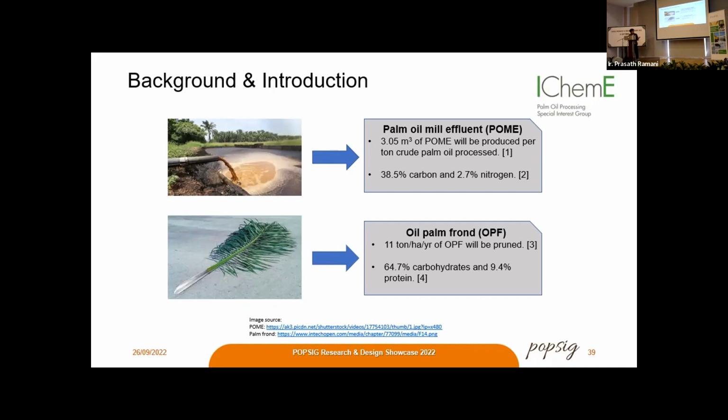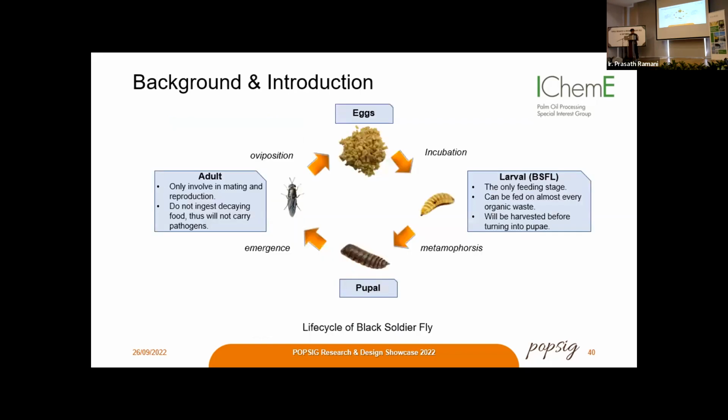However, both of these wastes actually contain very high nutrition. For instance, POME contains 38.5% carbon and 2.7% nitrogen, while OPF contains 64.7% carbohydrates and 9.4% protein. However, the nutrition embedded inside these wastes is rarely being tapped into. So here we would like to propose a new waste degradation method to fully utilize the nutrition embedded inside them by feeding them to the saprophagous organism. One of the most famous saprophagous organisms is the larva of Black Soldier Fly, known as BSFL.